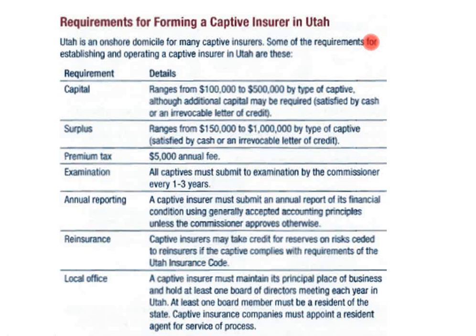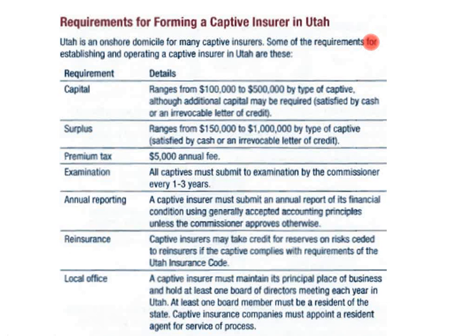Typically, an annual report needs to be submitted based upon generally accepted accounting principles, so that would be part of the requirement. In this case, we talk about reinsurance. Captive insurers may take credit for reserves on risks ceded to reinsurers if the captive complies with requirements of the Utah Insurance Code. So basically they're saying, if you comply with the requirements we already have for regular insurance companies, we'll give you credit for reserves on risks ceded.